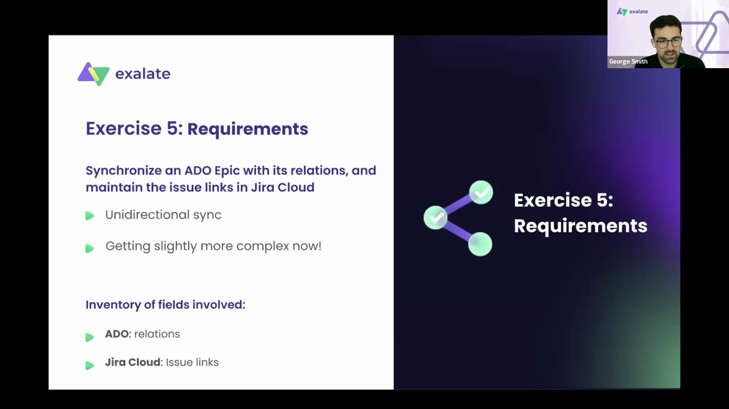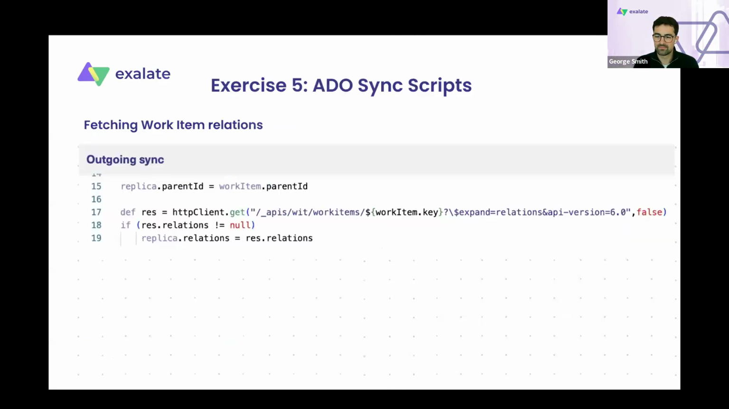So yeah, the final exercise that we're going to demonstrate is synchronizing that epic with its relations and also maintaining those issue links in Jira Cloud. So yeah, again, it is getting slightly more complex, but we're allowing that functionality to happen and be dictated from both sides, which is really, really interesting. Over to you. Yeah. So thanks, George, once again for the explanation. Let's take a look at our scripts.